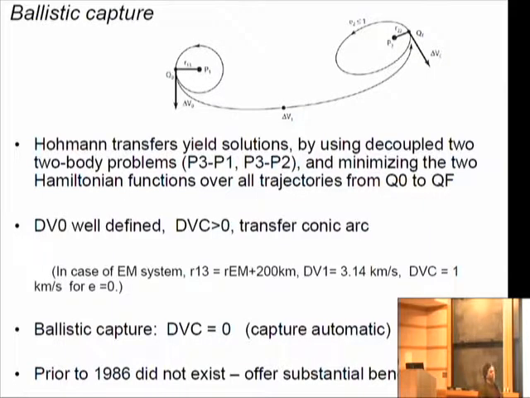So I got interested in this because being a mathematician, the first thing I noticed was, well, why can't you make this 0? Why does it have to be at 1 kilometer per second? Because, you know, basically, how can you do this so you drift in and automatically get captured for nothing?